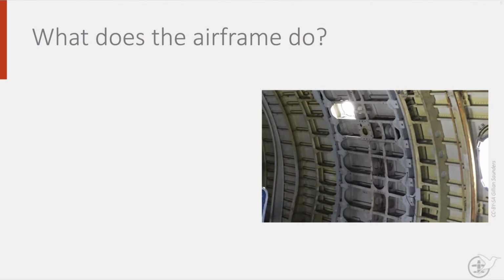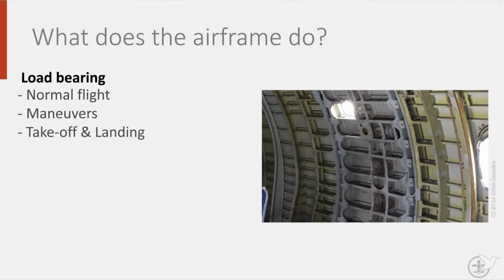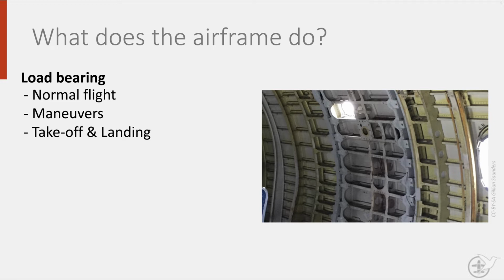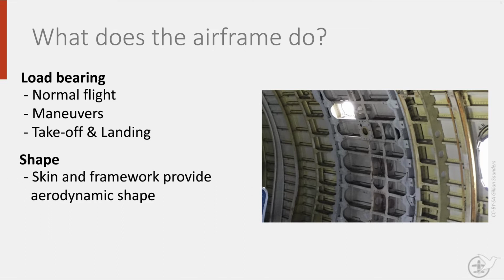So, what are the main functions of an airframe? They are threefold. First of all, they have a load-bearing function. The airframe takes up the forces during flight, takeoff and landing, and when making maneuvers. Secondly, the skin and framework, which you could see as a skeleton, also provides the aerodynamic shape needed to generate lift. Finally, at least nowadays, the airframe also provides those inside with protection from the environment.